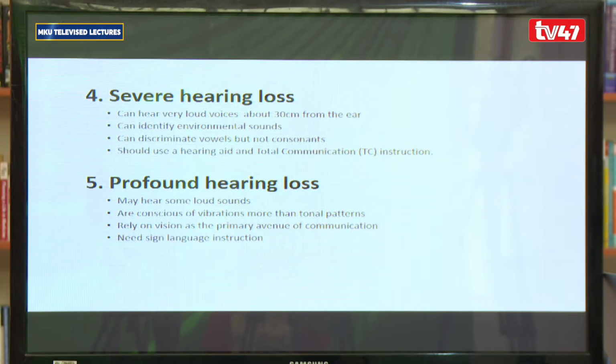Then we have severe hearing loss. With a severe hearing loss, one can hear very loud voices, about 30 centimeters from the ear. But I'm talking about voices, not really conversation. They can identify environmental sounds. Environmental sounds are like a vehicle or a lorry passing by or an airplane passing by. They can discriminate vowels but not consonants as they look at you and see you speak.